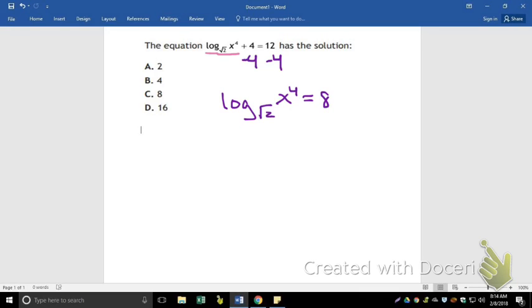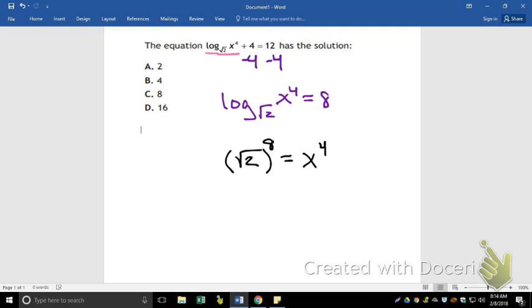That looks better, but what if I think about what a log is? This is really saying, what's the exponent on the root of 2 that makes x to the 4th? Or it's really saying the exponent on the root of 2 that makes x to the 4th is 8. What if I just rewrite this as an exponential? Root of 2 to the 8 equals x to the 4th?